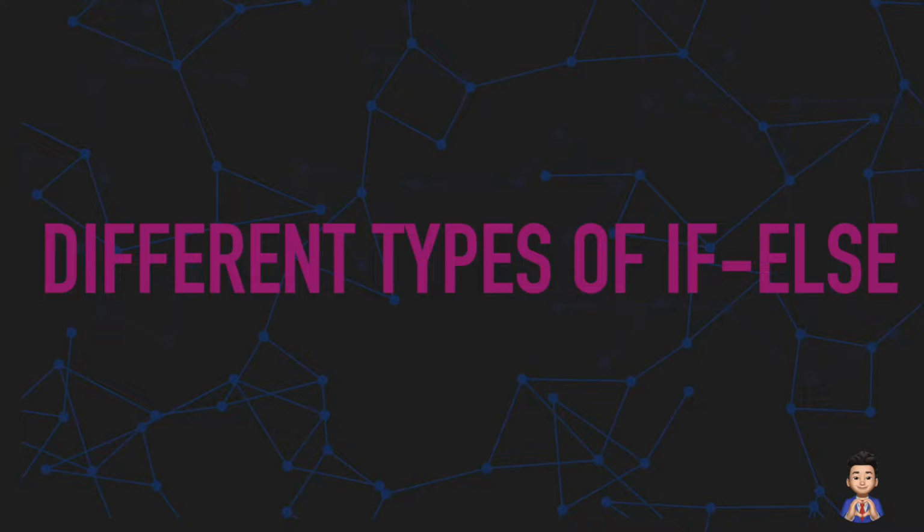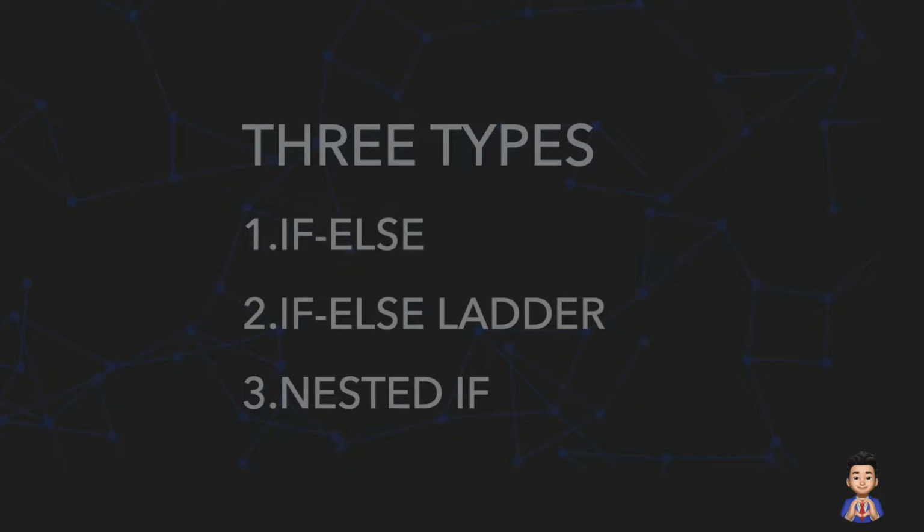The first thing is to understand the different types of if-else statements. In English, what is the actual meaning of if-else? Suppose if you do this homework, you will get this, else you won't. Right, so this is how if-else actually works. Basically, there are three types of if-else statements: one is a simple if-else, then comes an if-else ladder, and the third one is a nested if. Now let's see practically how all these types of if-else work.